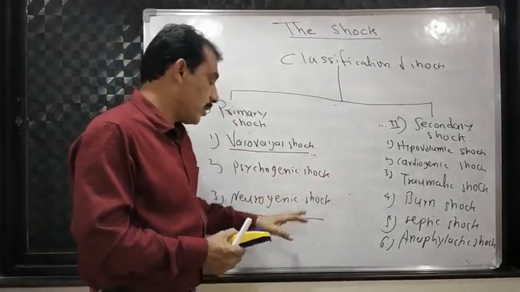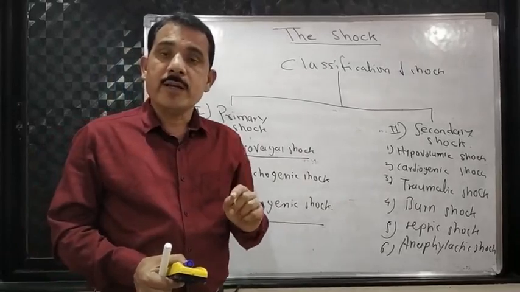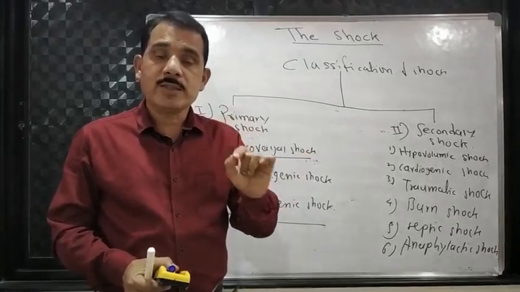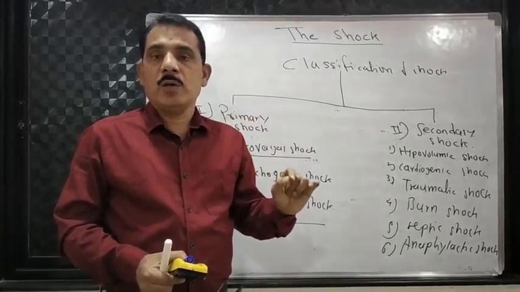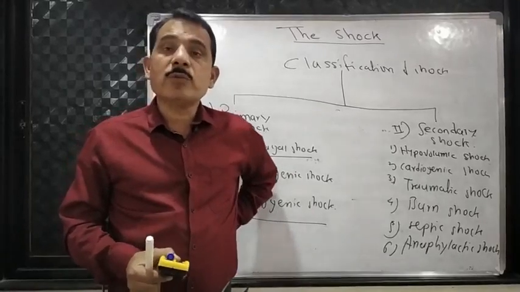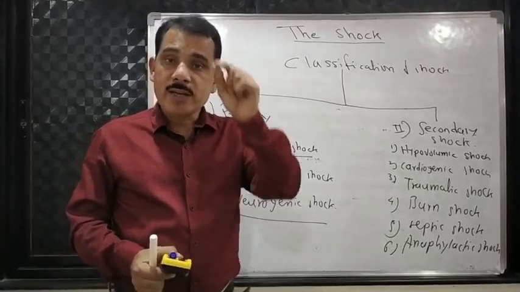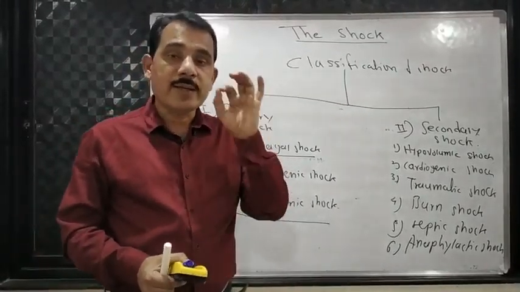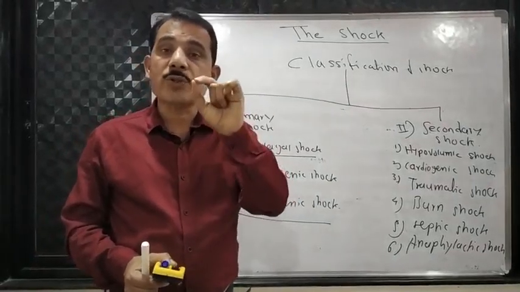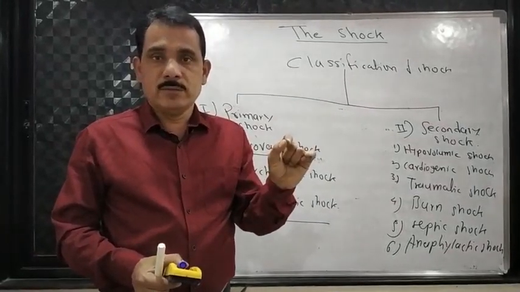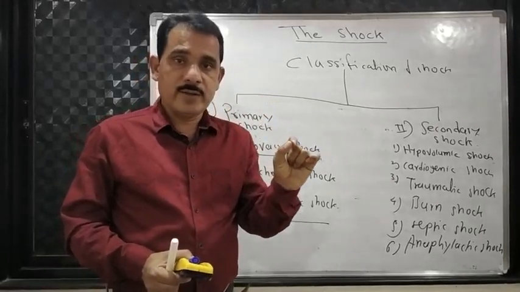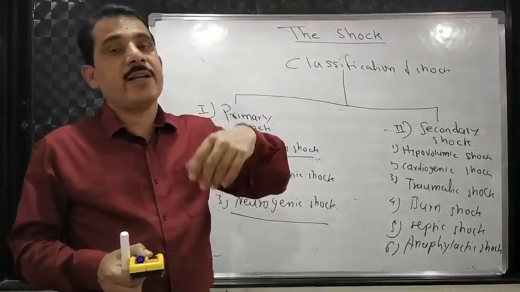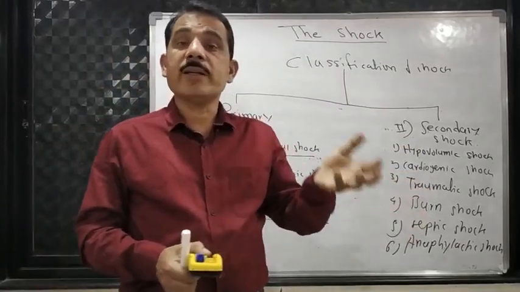Now what is this type of shock? The cause of neurogenic shock is injury to the sympathetic nerves. For example, spinal injury, trauma to the spine, which causes injury to the sympathetic nerve. Now why does it occur due to injury to the sympathetic nerve? The sympathetic nerve produces a vasoconstrictor effect and causes constriction of the peripheral vessels, decreasing the lumen of the vessel and increasing the venous return to the heart, maintaining the cardiac output.